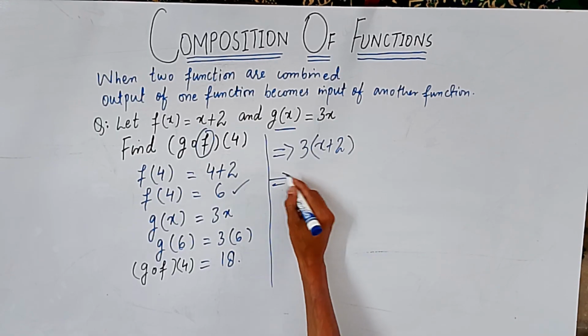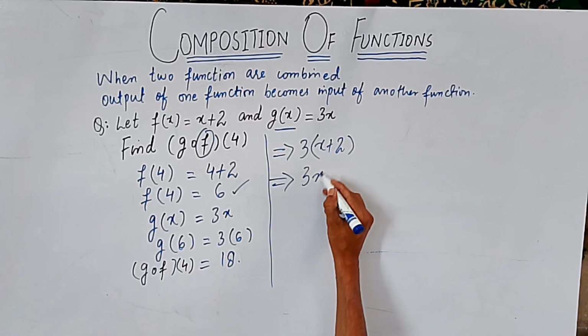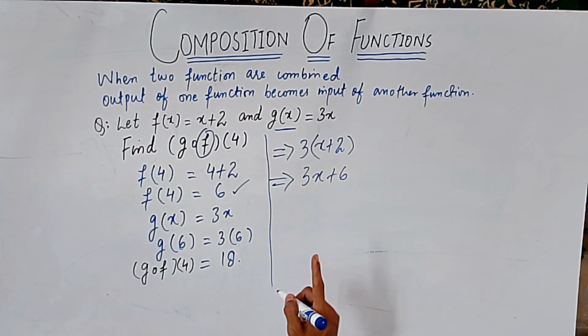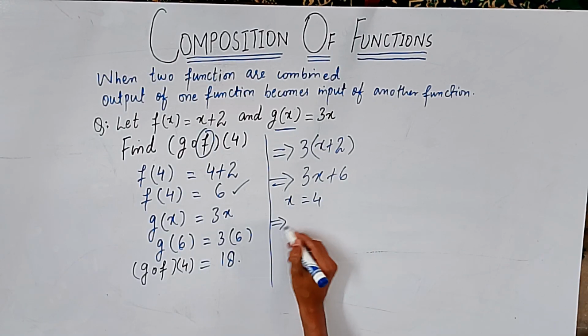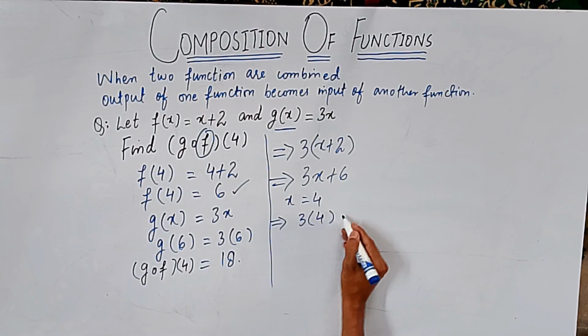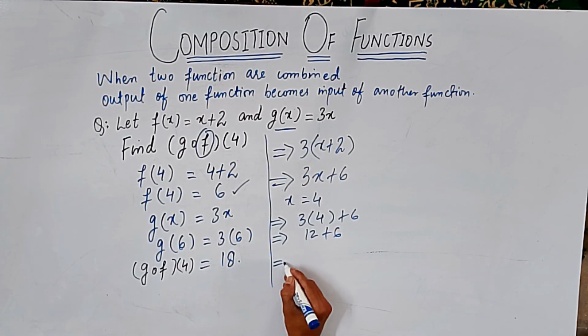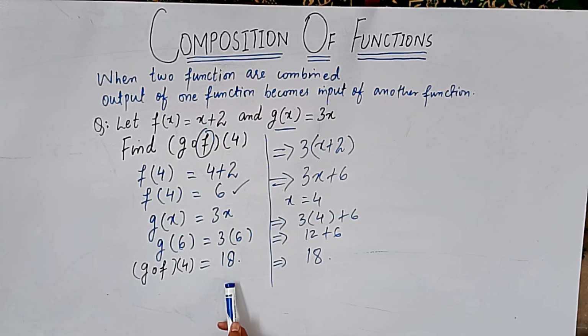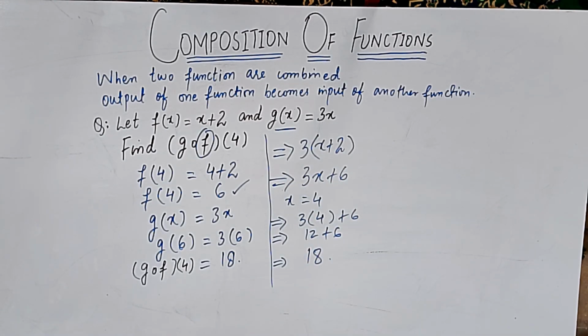Now what have you done? Instead of putting the value, you are combining the function first. So you will get 3x plus 6. Now what you need to do, put the value of x as 4. See what will you get. So you are getting the same answer. So both methods are valid over here, that you will put the value first and then you will find the final answer, or you can combine the function first and then you will put the value and then you will get the answer. So both the processes are the same and are applicable.